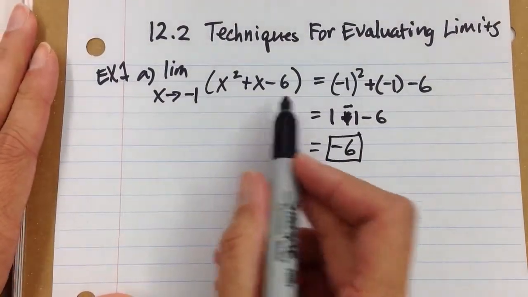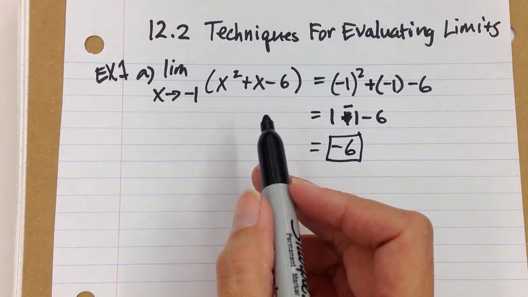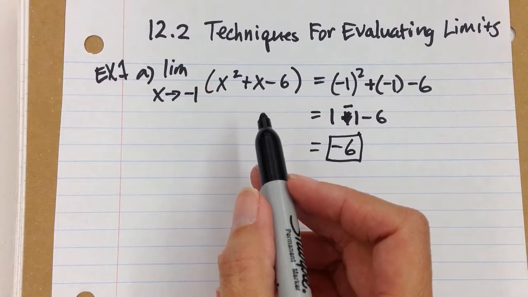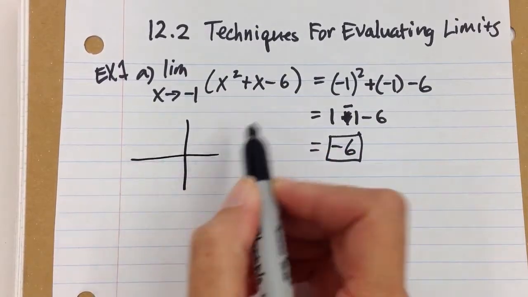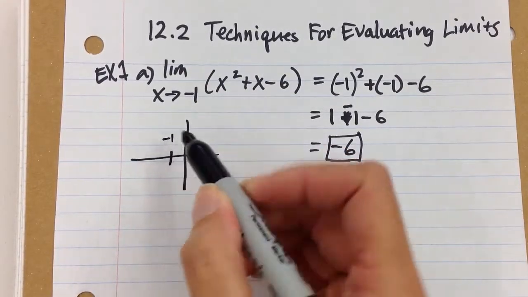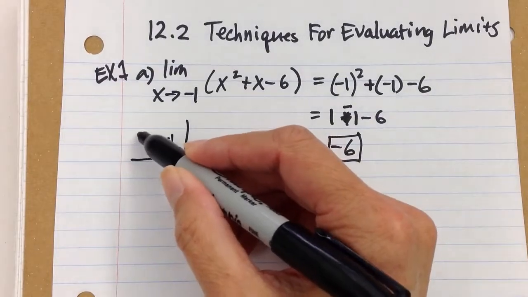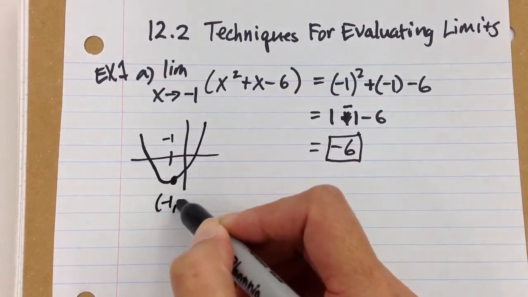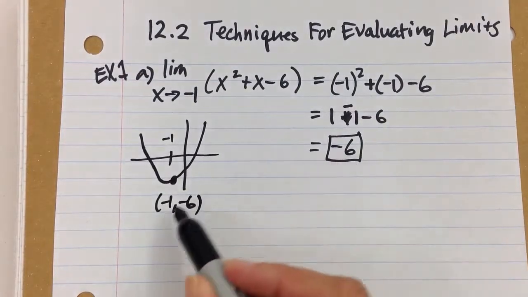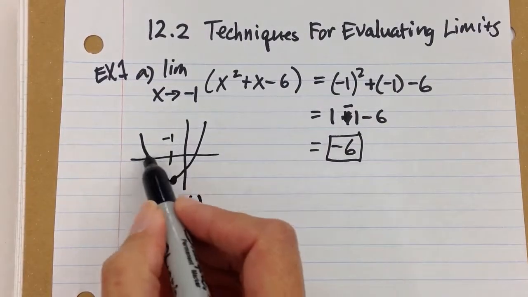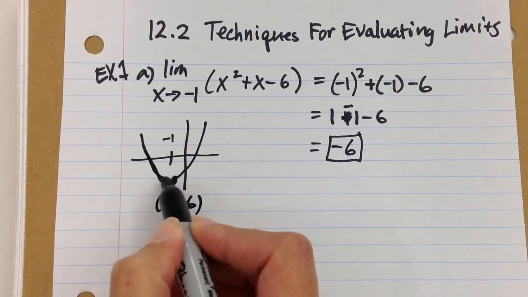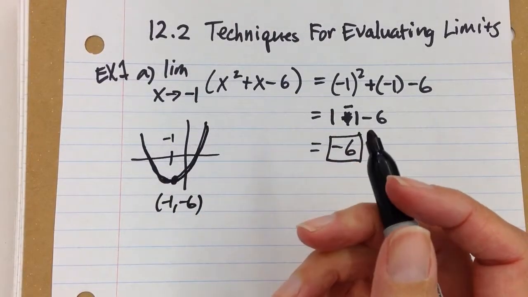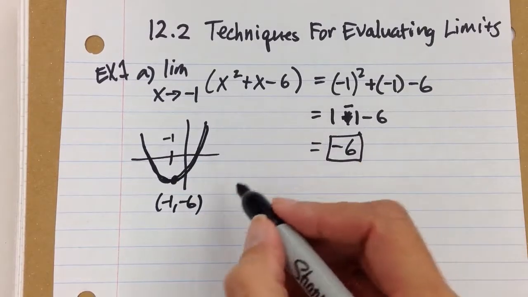If I were to graph this, x squared plus x minus 6, what would it look like? Would it be a line? It would be a parabola, right? And at -1, we care what's happening at -1, and it's going to do something like this, and I know it's at -1, -6, because we got -6 when we plugged in -1. And so the limit is going to be -6, because from the left it's approaching -6, from the right it's approaching -6. So that's the limit. Okay. That's all that's saying.